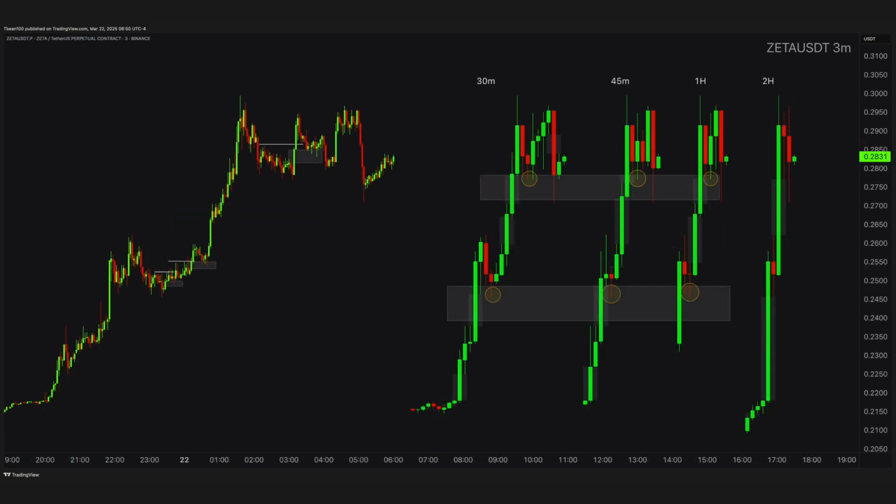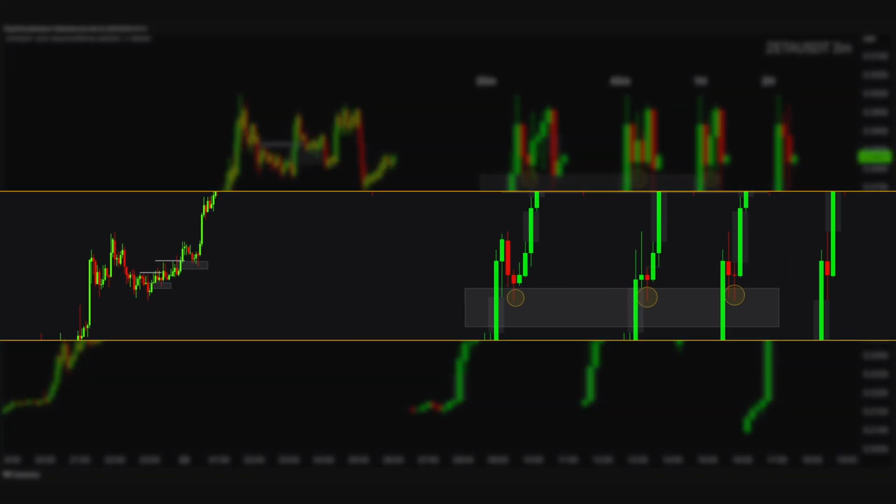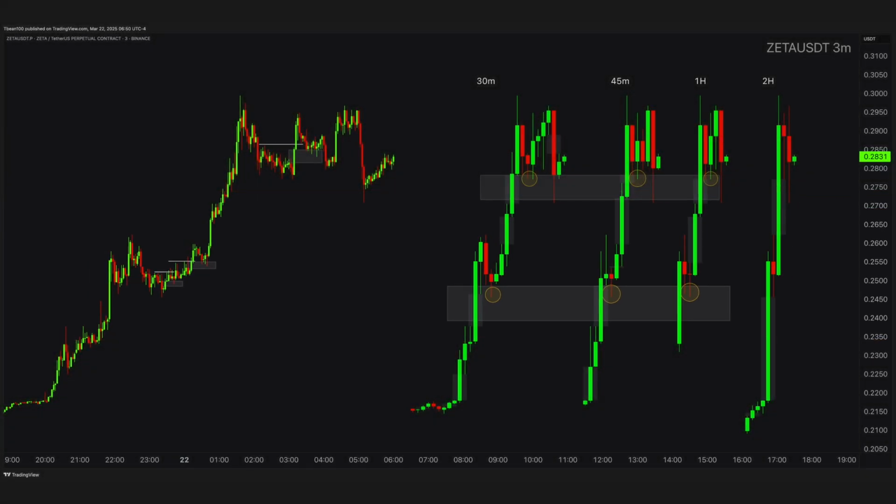Another example here, a nice coin called Zeta. In early hours, the first rally started right here. As you can see with multi-level imbalance taps, if you look at the lower time frames, you can see the small structure shift followed by a break of structure. A tradable area in my opinion.